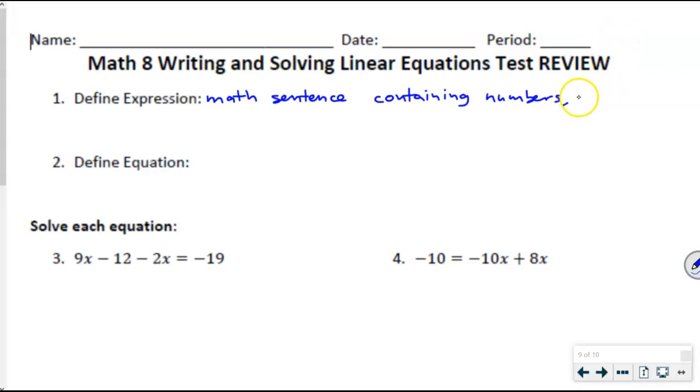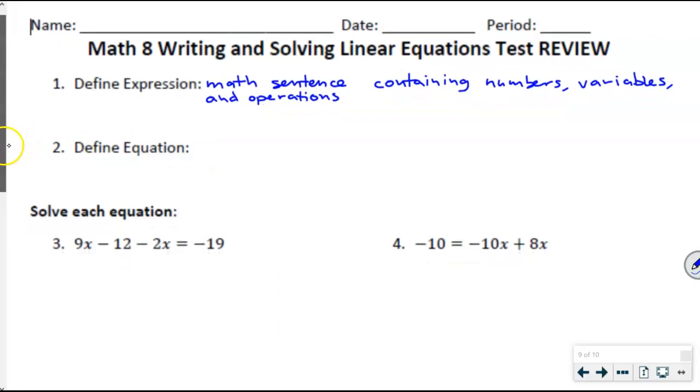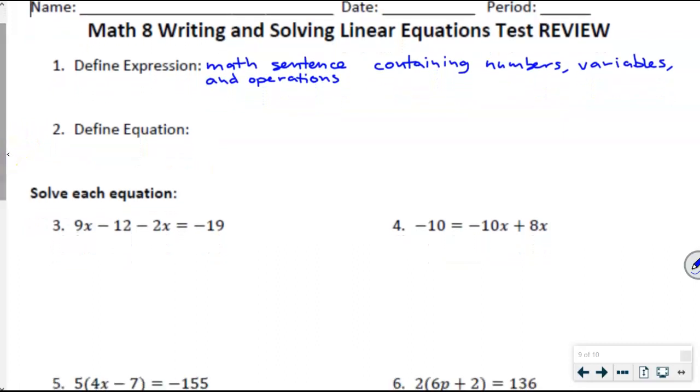Close. Numbers. It could also have variables, because in math we use variables. So numbers, variables, and operations. The operations relate the numbers and variables. Maybe we're adding them, multiplying them, dividing, subtracting, etc. So what is an equation then? What is an equation? Berkeley.